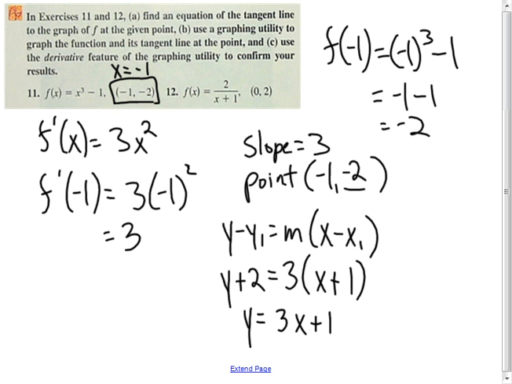So if they had only given me the x, I'd have to plug that x into the function to find the y coordinate and plug that x into the derivative to find the slope.